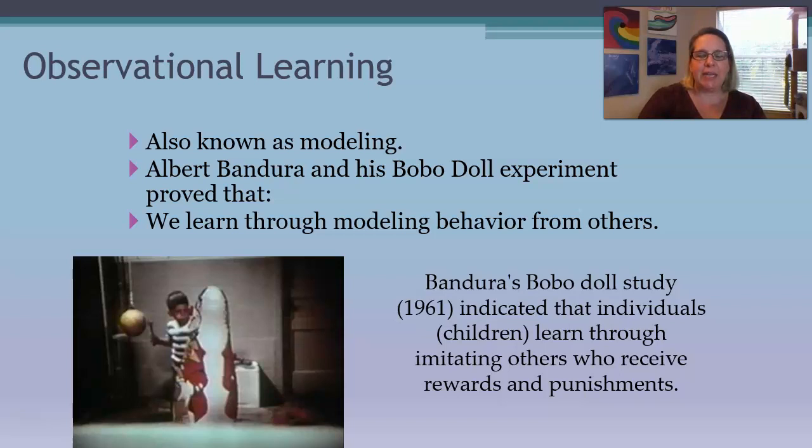So he had in a playroom this Bobo doll, and he had adults go into the playroom and really just kind of beat up on this Bobo doll. And kids were watching through a 2-way mirror, and they were watching these adults beat up on this Bobo doll. And Bandura wondered if when the kids saw the adults being aggressive with this Bobo doll, the kids would then in turn go in and be aggressive with the Bobo doll.